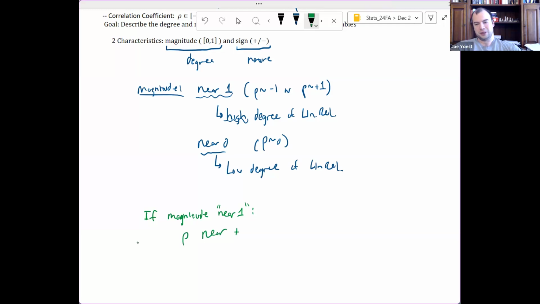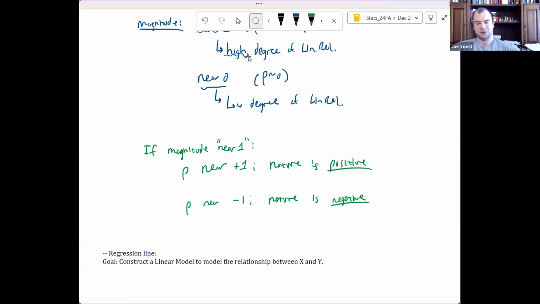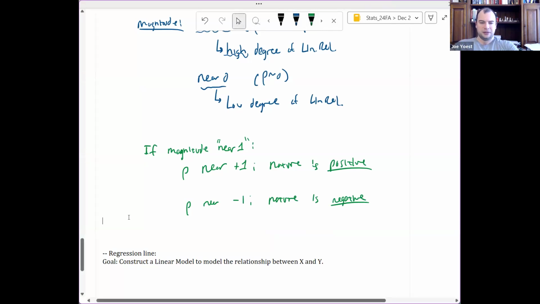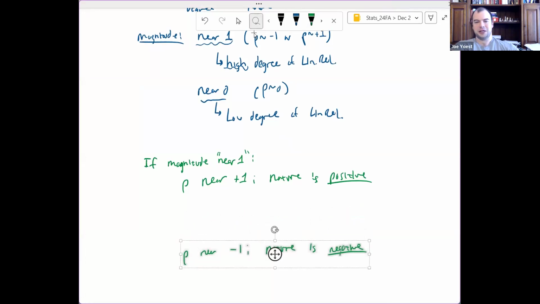If rho is near plus one, the nature is positive. And if rho is near negative one, the nature is negative. And I'll give a little more sense of what I mean here, because all that I've kind of done is said the same thing twice. So just let me give myself a little more room here.